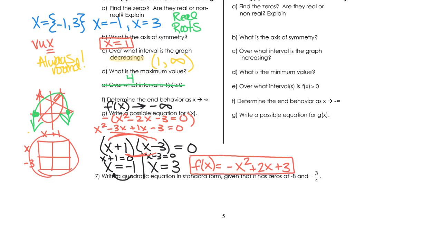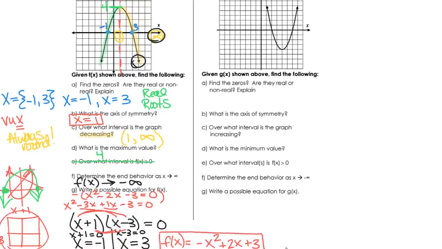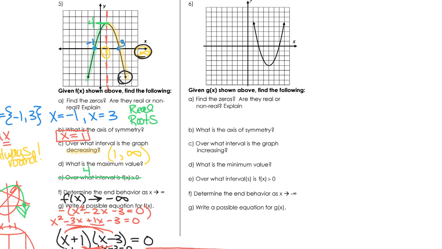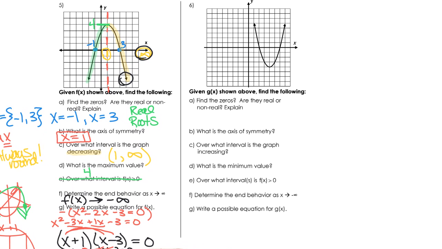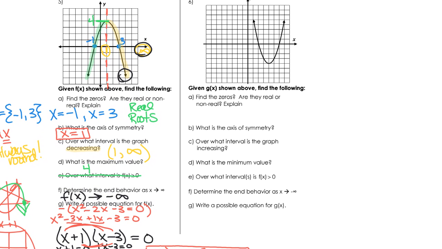All right, let's go ahead and take a look at number 6. I can move mine over. There we go. All right, and it says given g of x shown above, find the zeros. So we have a 0 here, and that looks like it's at +2, and we have a 0 here, 3, 4, 5, and that one looks like it's 6. So we're going to go ahead and say that x equals 2, 6.